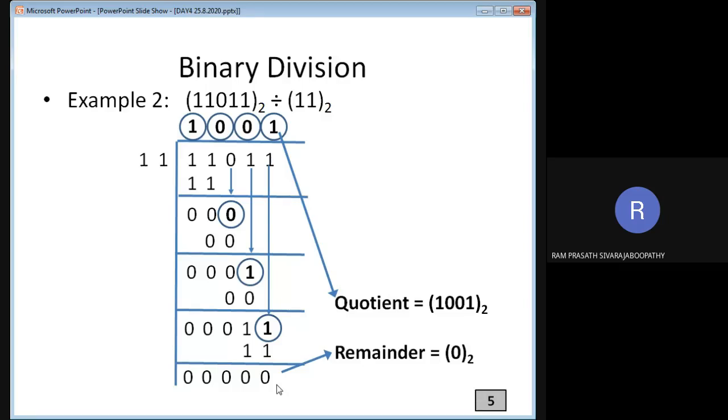Okay. So convert it into the equivalent decimal number. You can compare your answer in decimal also. So for the quotient, we will be getting 9 and remainder we are getting 0. So 27 divided by 3 gives 9 remainder 0. That's it. So that's all about the binary division.